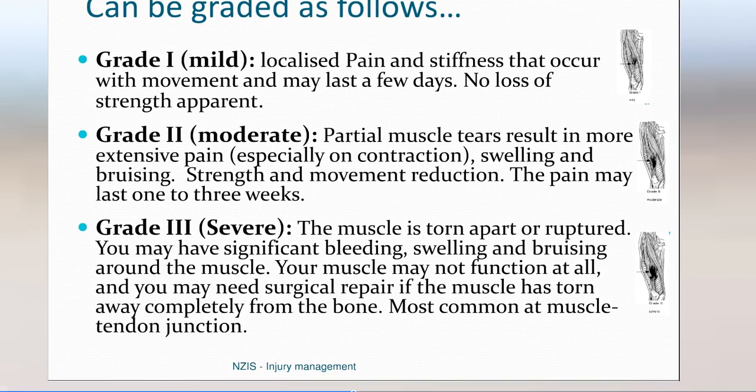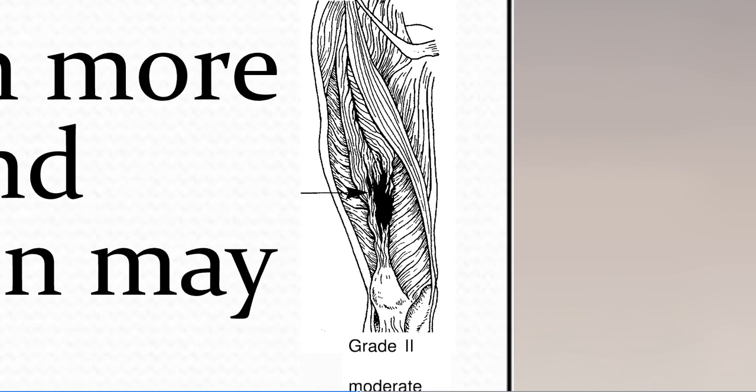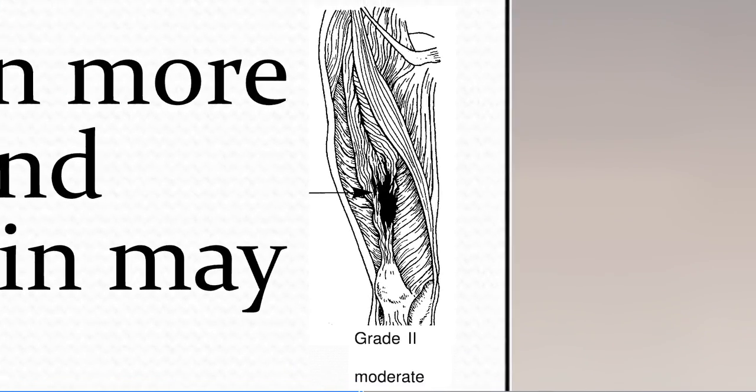Grade 2, which is probably the one that would set you back a few weeks. That's one that's pretty common when the hammy goes and you know it's gone, and you pull up straight away. You can't continue with a grade 2. Partial muscle tear, extensive pain. Whenever you try and use it, the swelling would come up, and the pain would last probably between 1 and 3 weeks, depending on its severity there. And you can see there's some serious sort of damage going on in the fibres there, in this quad muscle.